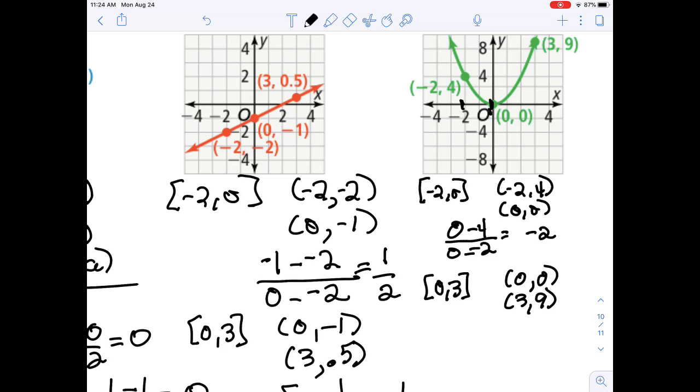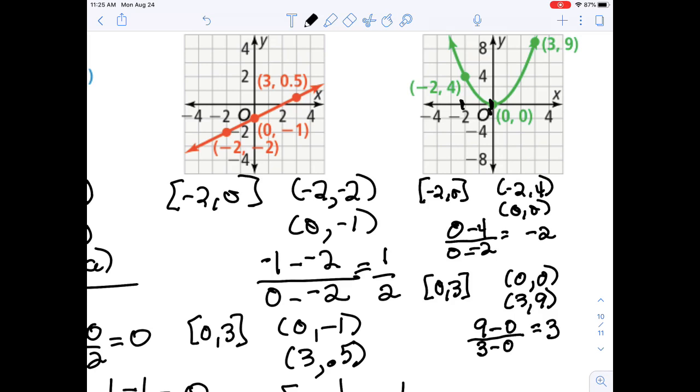All right, so that's going to be the point 0, 0, and 3, 9. And let's go ahead and calculate that average rate of change. So that's going to be 9 subtract 0 over 3 subtract 0. 9 over 3 is 3. So now we see that we get a different average rate of change over that next interval. And that is because h of x equals x squared doesn't have a constant rate of change over every interval because it is a non-linear function. In fact, this is a quadratic function.